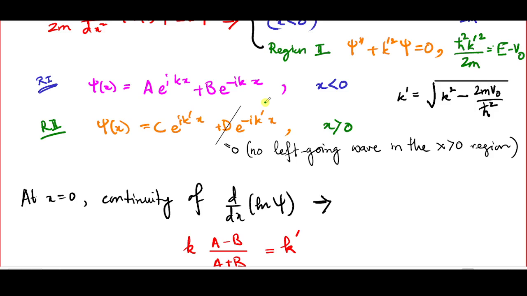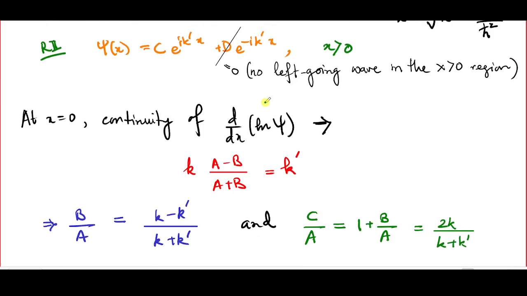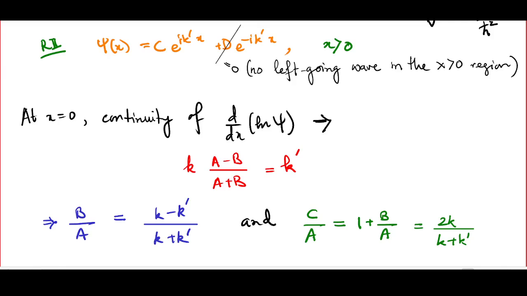Or we can put these two demands together and demand the continuity of d/dx of log of psi, which is of course psi prime by psi. A very simple calculation immediately gives us that this will lead to k times (a minus b) by (a plus b) equals k prime. This can be easily solved using componendo dividendo to give you b over a as (k minus k prime) by (k plus k prime). And continuity would have told you that c is equal to a plus b. So c over a is given by 1 plus b over a, which is 2k by (k plus k prime).